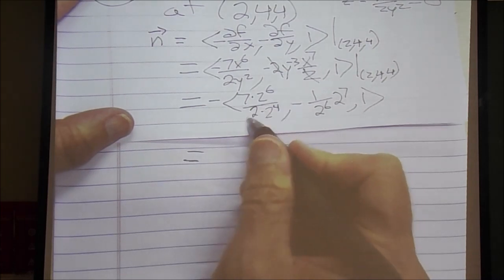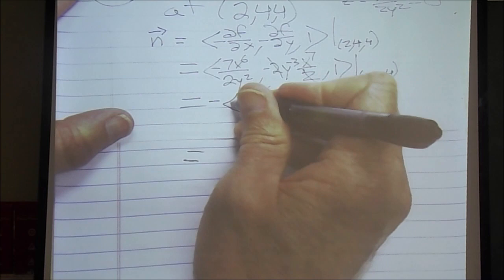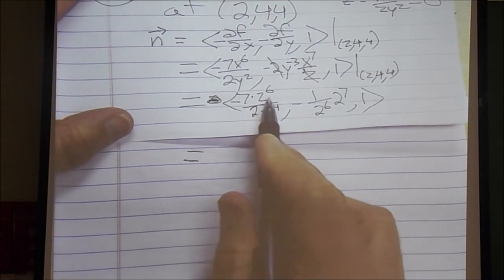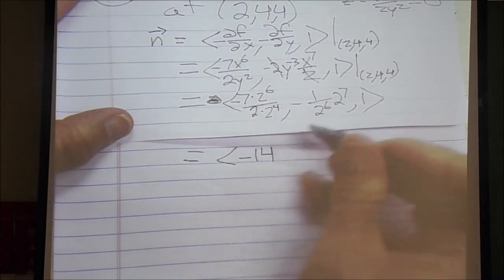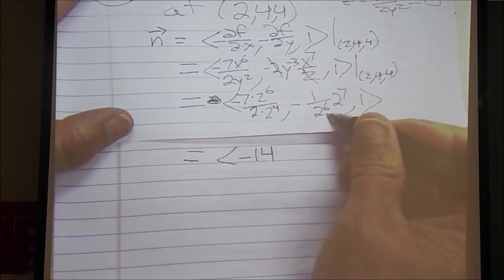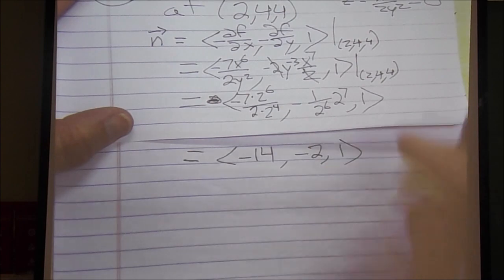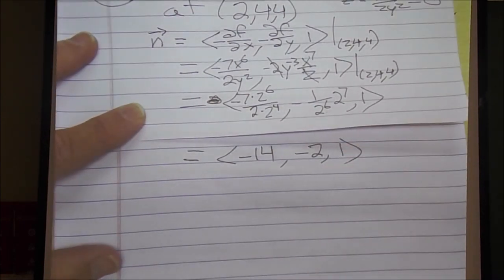Now let's see, 2 to the 6th over 2 to the 5th is 2, so this, oops, this minus went right here. So that leaves minus 14 for the first component. And then 2 to the 7th over 2 to the 6th is again 2, so I get minus 2 here and 1. There is a normal, and we don't care if it's a unit normal or not. Actually, we just need any normal to the tangent plane.